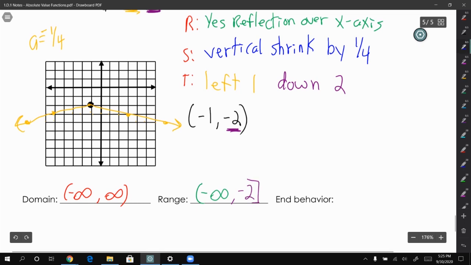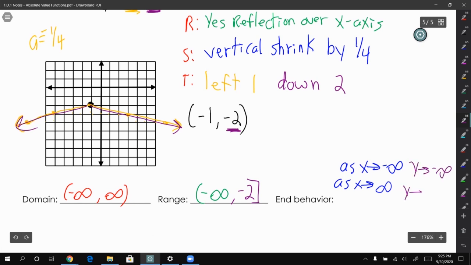So then our end behavior: as x approaches negative infinity and as x approaches positive infinity, both ends of this are going down. Our arrows are going downwards. So y approaches negative infinity, y approaches negative infinity.